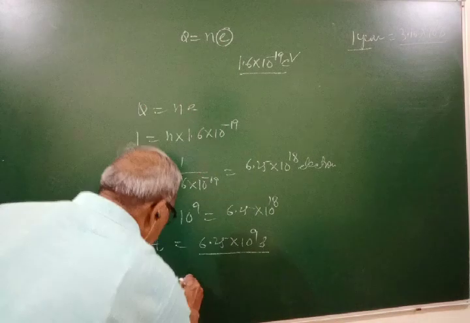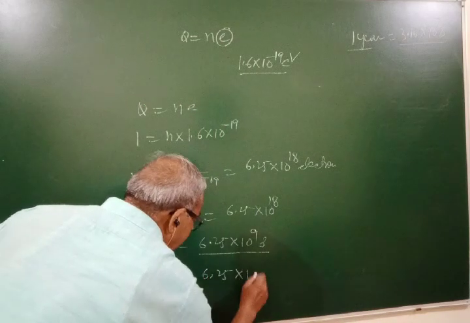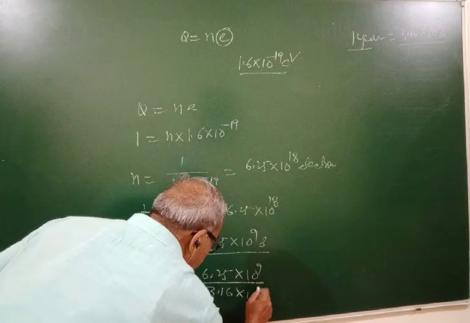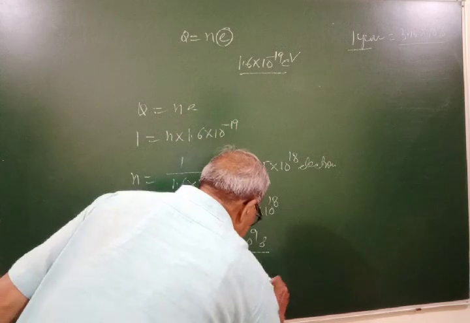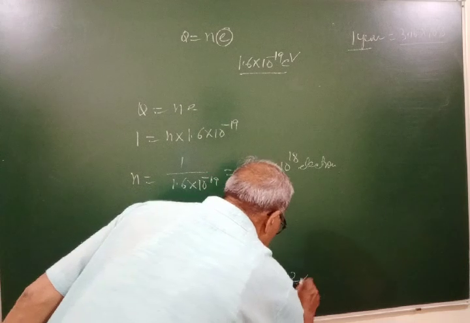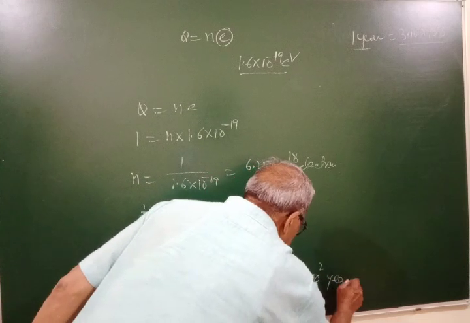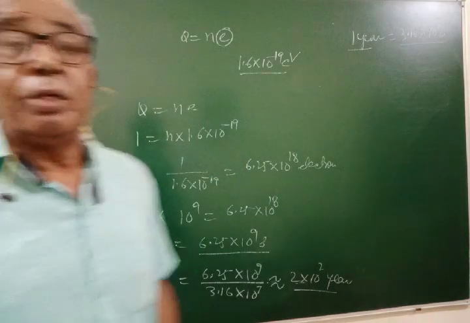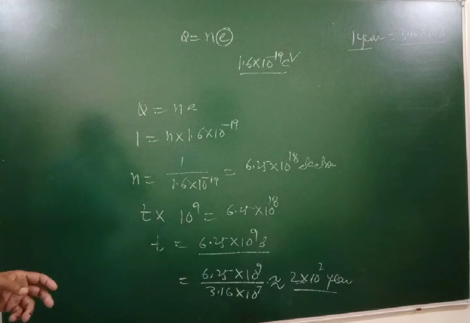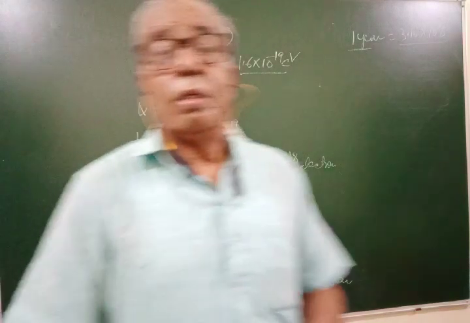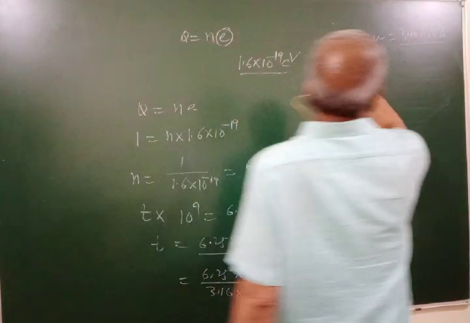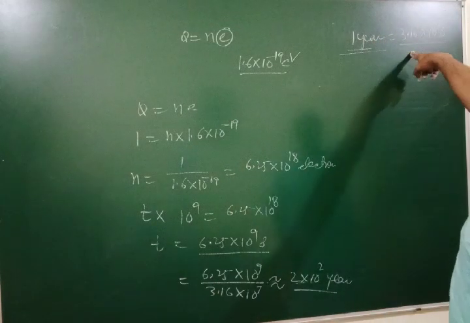So if you want to convert this, 6.25 times 10 to the power 9 upon 3.16 times 10 to the power 7, it comes out nearly 10 to the power 2 years, about 200 years required. So this shows how small the charge of an electron is. I hope you have enjoyed this fact. Please remember, 1 year is 3.16 times 10 to the power 7 seconds.